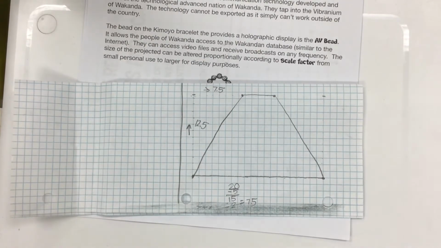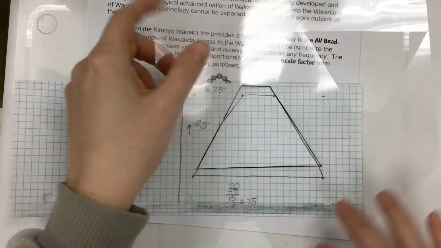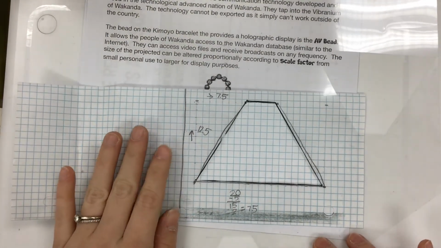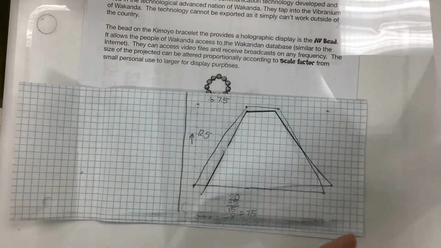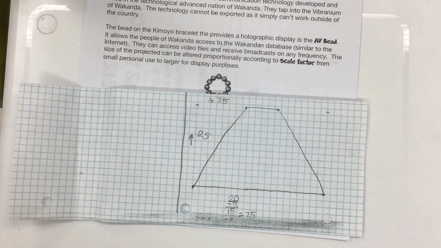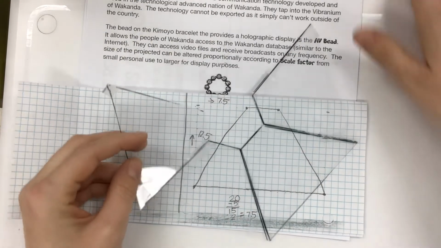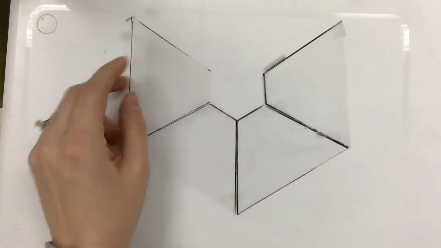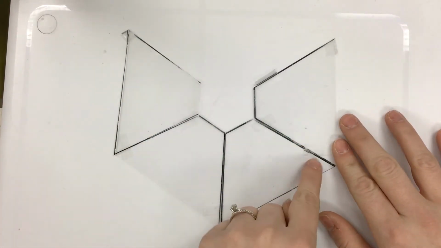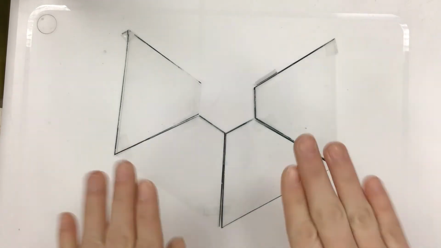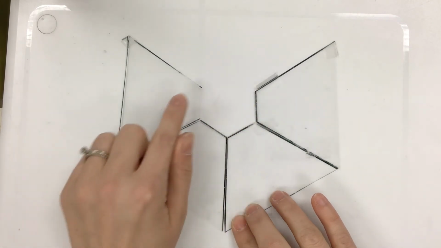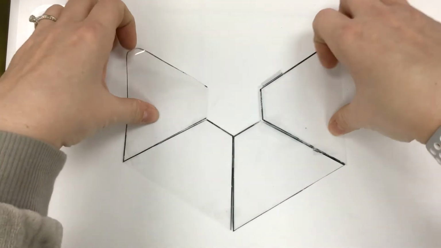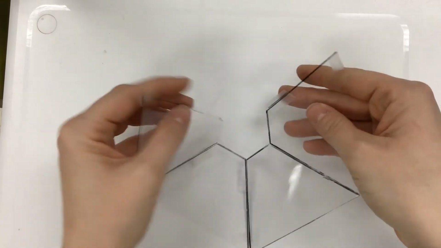So once you have this, you are going to trace it on the transparency 4 times. Okay? Once you have 4 trapezoids cut out of the transparency, you're going to line them up like this and tape them. Okay, the most important part of this is to make sure that these edges line up. Okay, once you have all 4 taped together like this, you're going to pick it up.